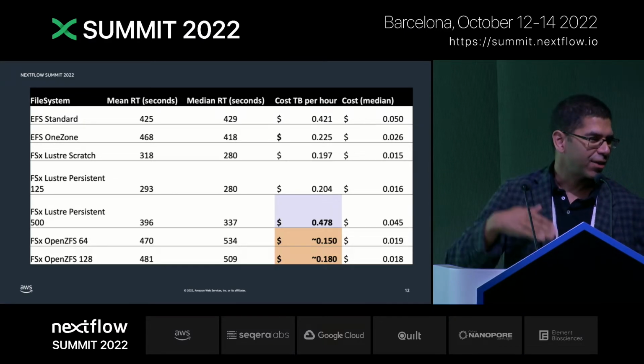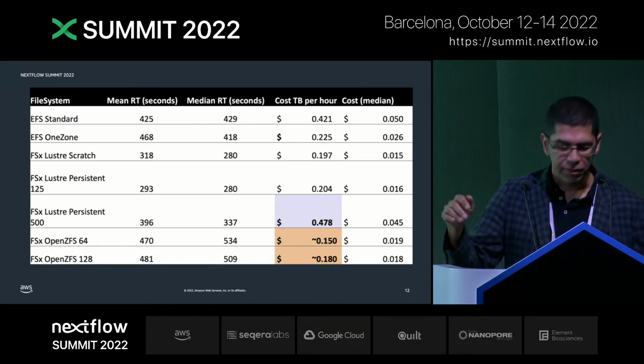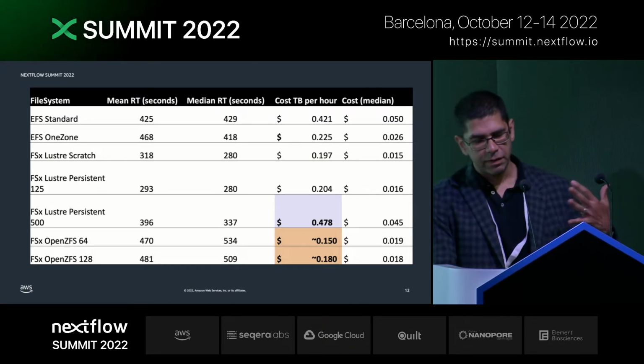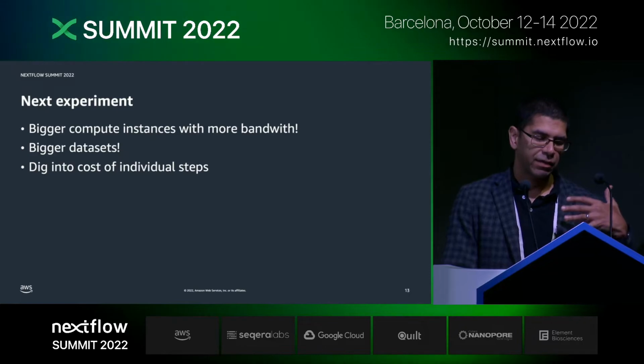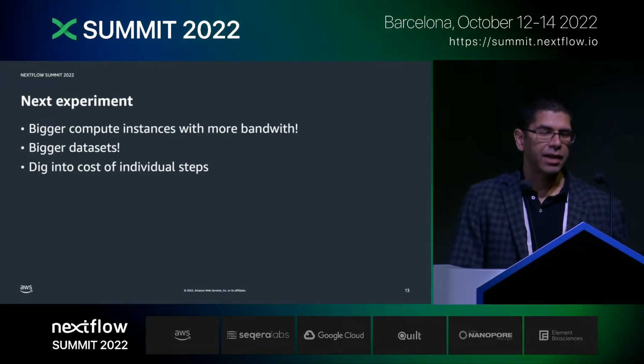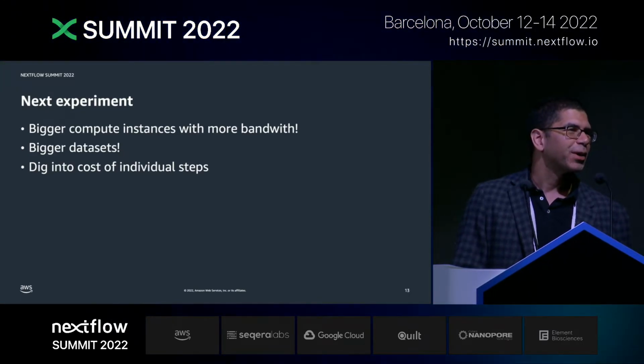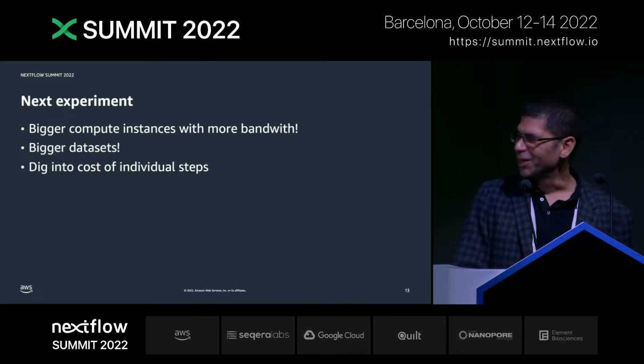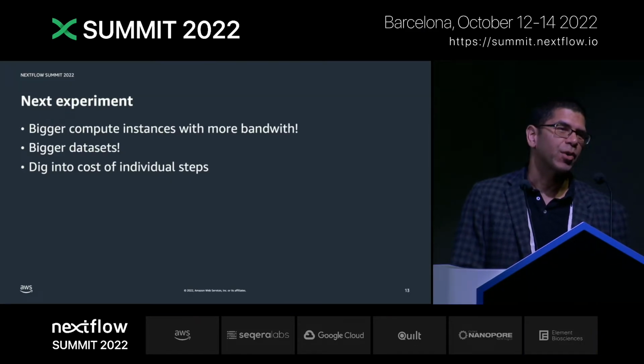Again, now you have to integrate. All right, what was the compute cost for running twice as long? So the gist is that I need to do more experimentation to be a little bit more rigorous, because I didn't do a good job. But bigger compute instances with more bandwidth, right?